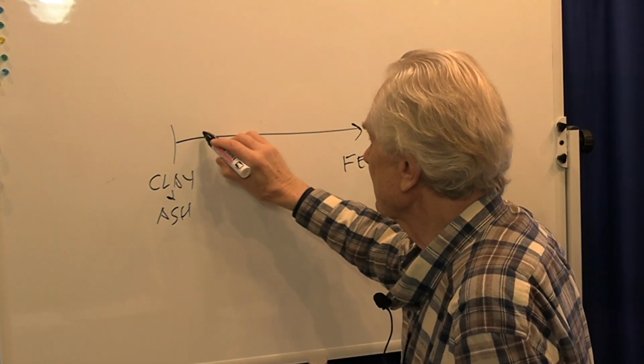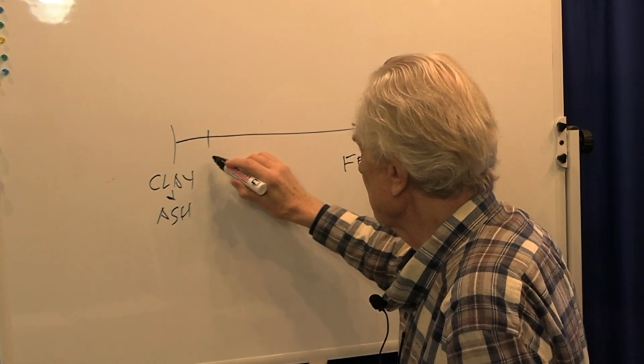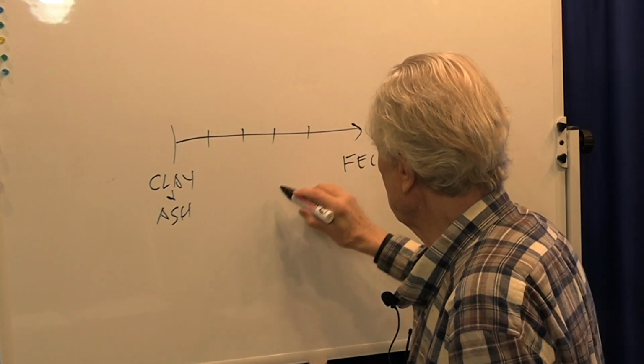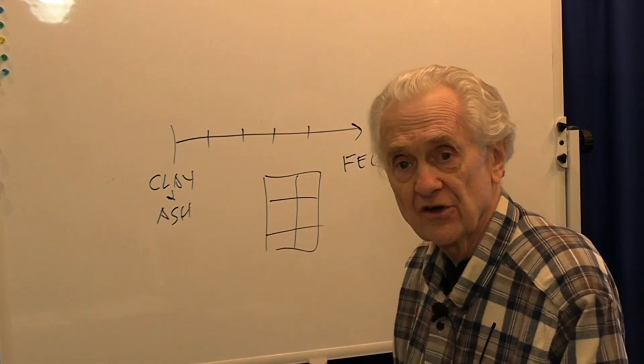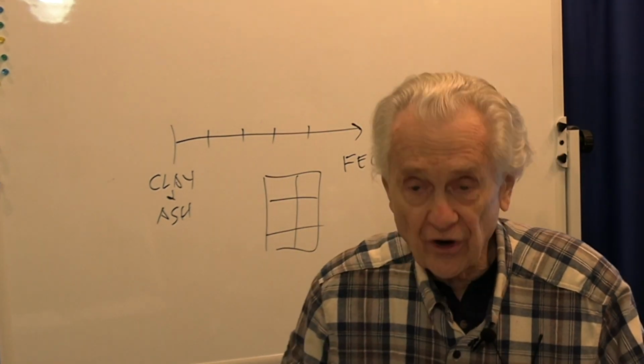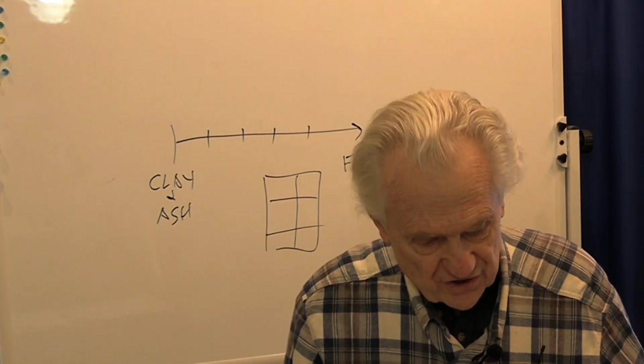And I can do the same thing. Take the clay and ash mix, add a little bit of feldspar, a little bit more, a little bit more, a little bit more, and do the same thing. Do a fusion test or a melting test on a tile, and I can see what seems to work. And this is a really easy approach.